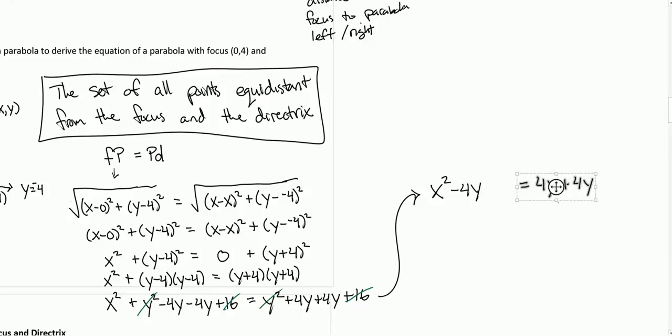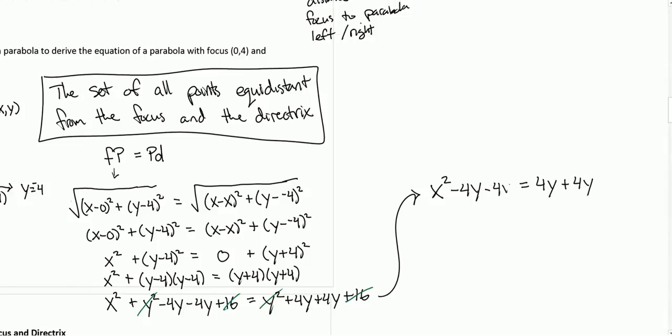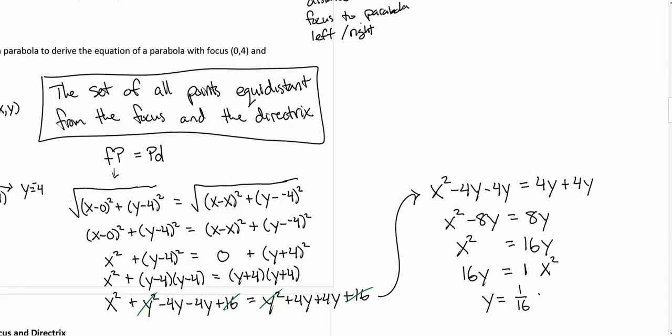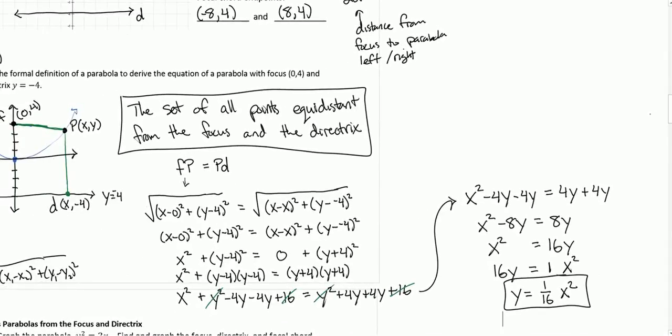Scoot that over a little bit. So that's x squared minus 8y is equal to 8y. Add 8y to both sides, you get x squared is equal to 16y. Swap sides. That's a 1 in front of the x squared. That's invisible. I'm going to write it there so that when we divide by 16, we get y as 1 over 16 x squared. You may notice this is the same exact problem we had in number 1.